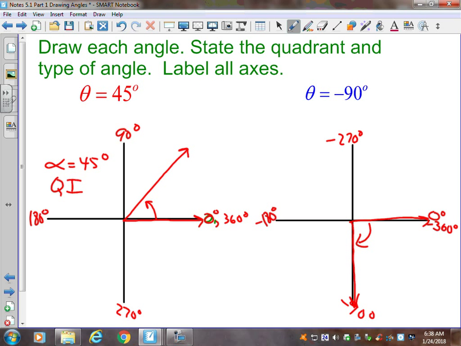Now any angle that opens on a negative is called a beta angle. And this one happens to not be in a quadrant at all. It's on the y-axis. So sometimes they're not in a quadrant, but they're on an axis, and you need to state it that way, whatever axis it stops on. All right, let's look at another example.